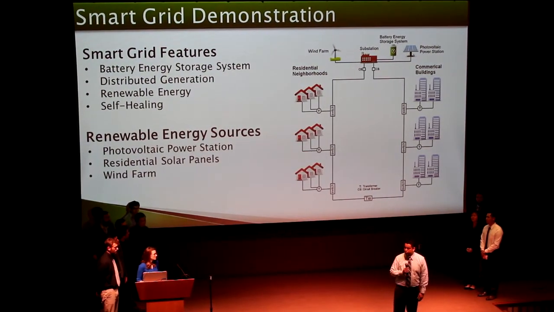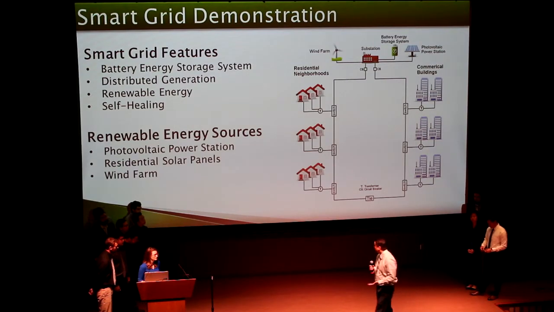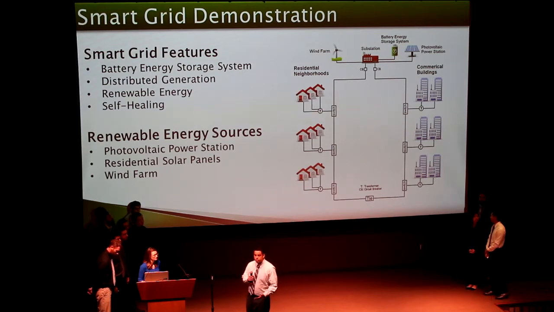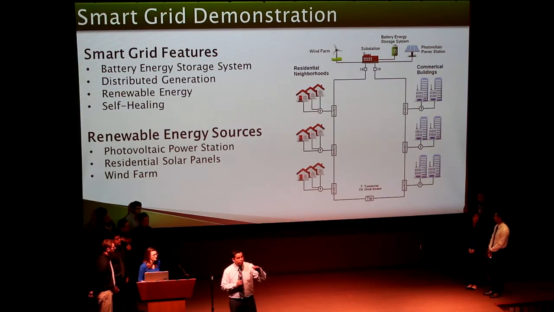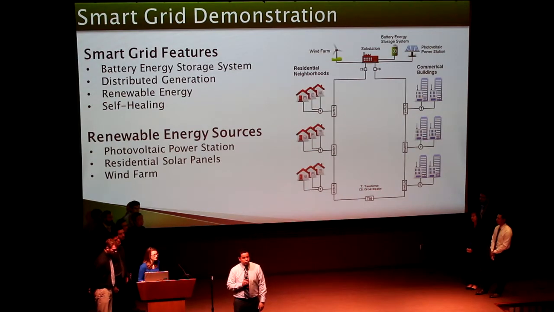For renewable energy sources, we included a photovoltaic power station and a wind farm. Together, these provide around 33% of the power during peak hours. We also have a battery energy storage system, and this is used for load balancing. Basically, it charges during off-peak hours and provides energy during peak hours, and this increases the overall efficiency of our generation systems. Once all this power is generated, it is transmitted to a substation where the voltage is stepped down to 12 kilovolts for distribution.